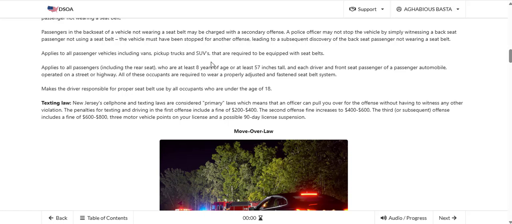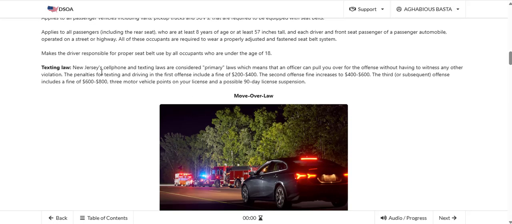Applies to all passengers, including the rear seat, who are at least 8 years of age or at least 57 inches tall, and each driver and front seat passenger of a passenger automobile operated on a street or highway. All of these occupants are required to wear a properly adjusted and fastened seatbelt system. Makes the driver responsible for proper seatbelt use by all occupants who are under the age of 18.